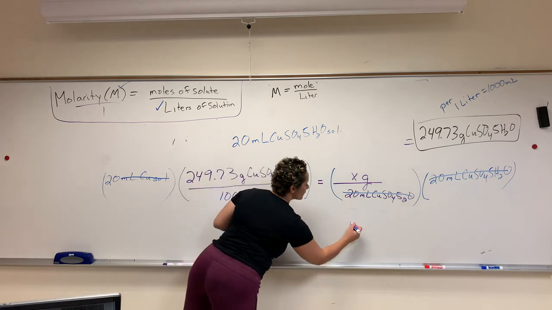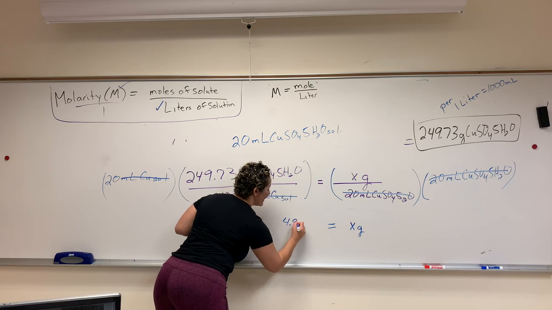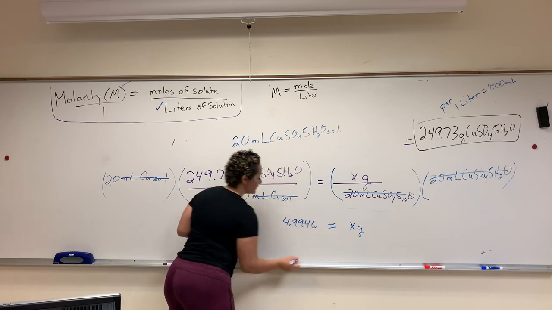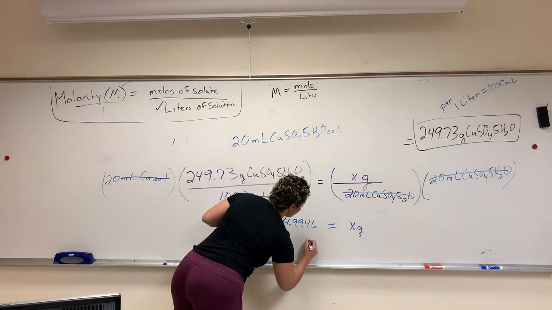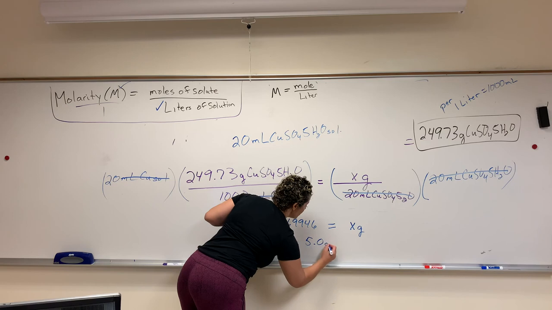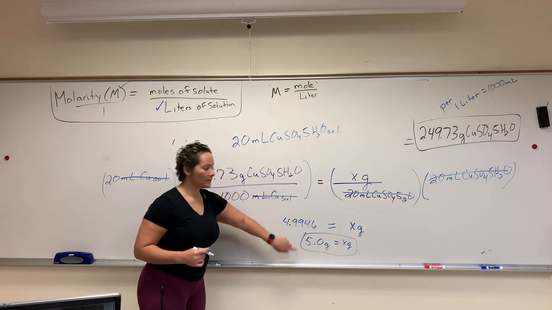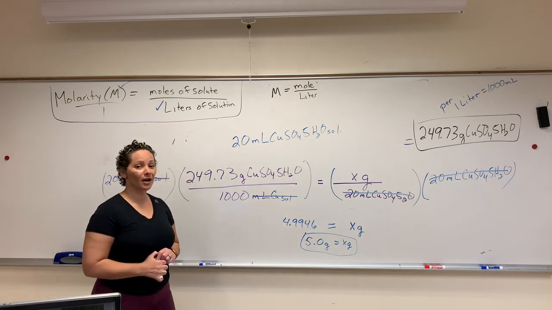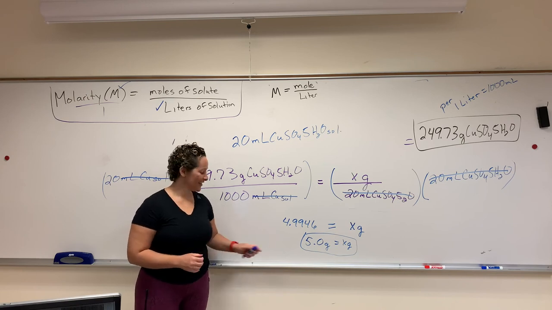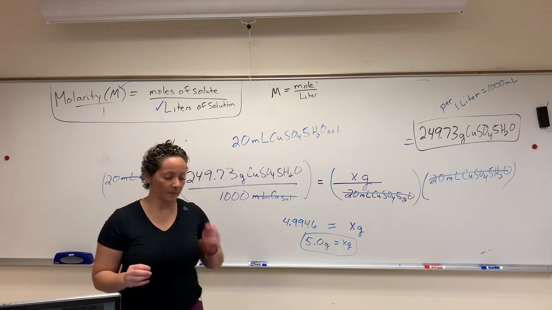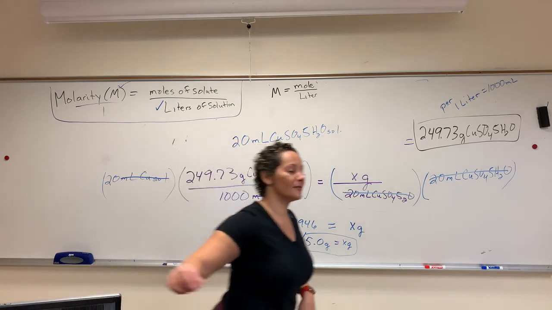So X grams equals 4.9946. And because of the scales we have, I told you to go ahead and put 5.0. 5.0 grams equals X amount of grams. That's how we figured out how many grams we were going to put in our copper sulfate pentahydrate solution. Okay, so this is a really long video. I'm going to go ahead and make separate videos regarding the other ones.